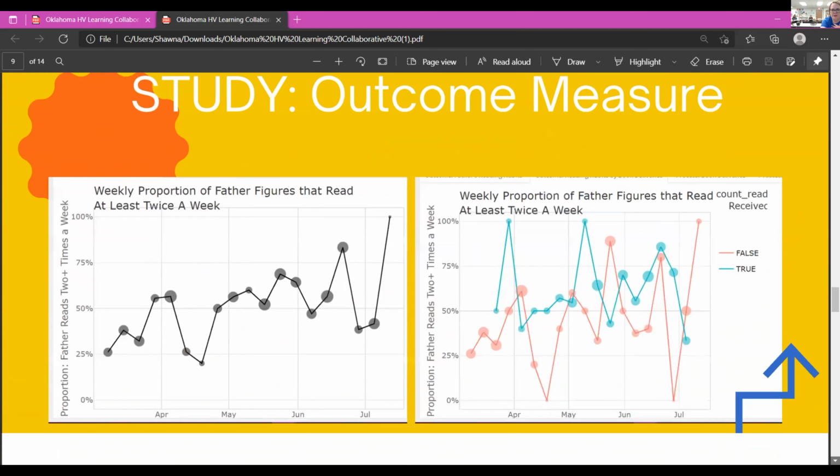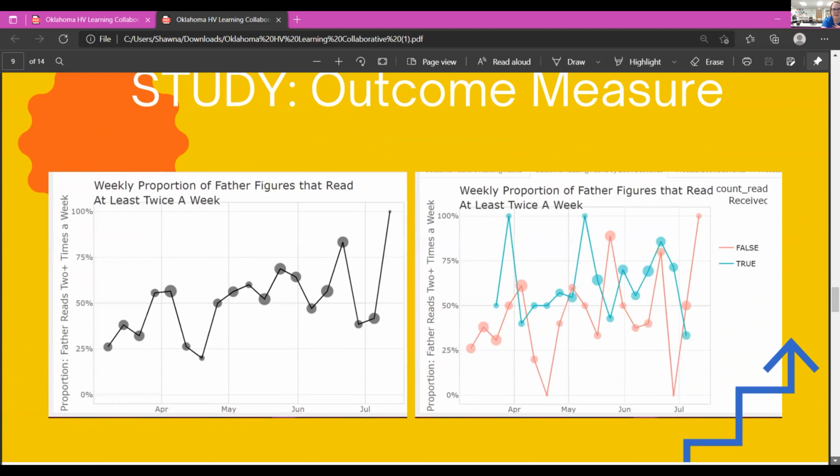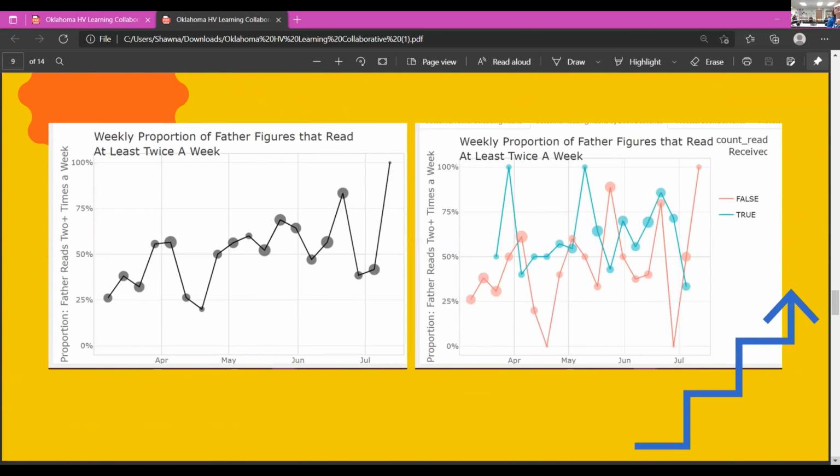Our outcome measures. The one on the left is just showing the father figures that read at least twice a week. And you can see we kind of jumped around, but overall it's a steady increase. Is that right, Andrew? Yes. Yeah, that's exactly it. It jumps around a lot, but is generally trending upwards. Okay. And then, what's that next one?